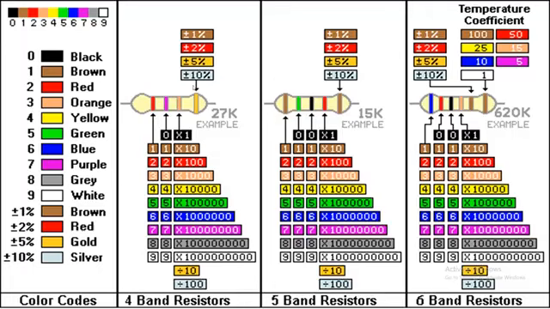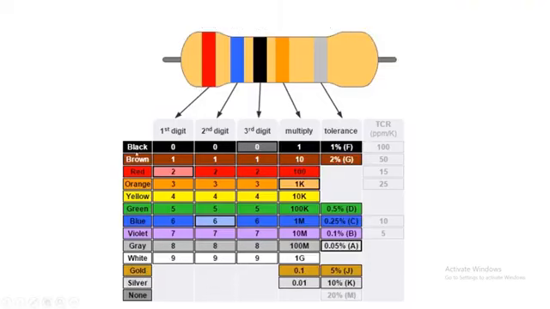So see here, first you understand that each color has its own value. Here you can see the black color value is 0, the brown color value is 1, red color value is 2, orange color value is 3, yellow 4, green 5, blue 6, violet 7, gray 8, white 9. And gold has 0.1, silver has 0.01.